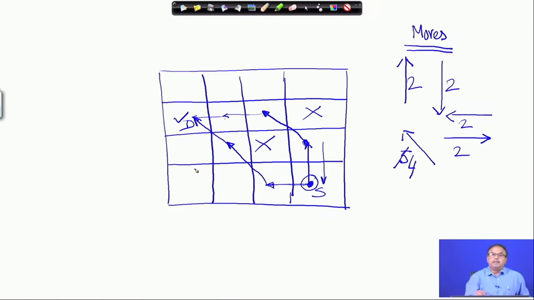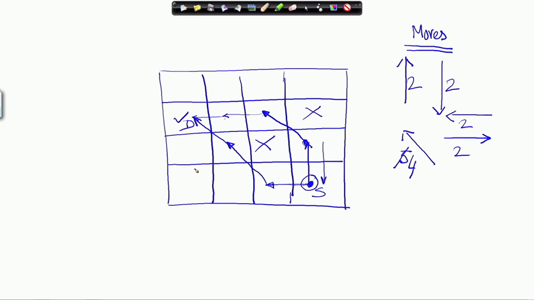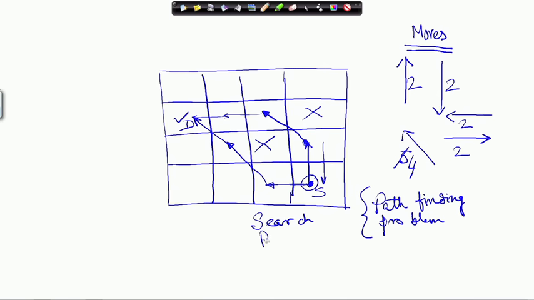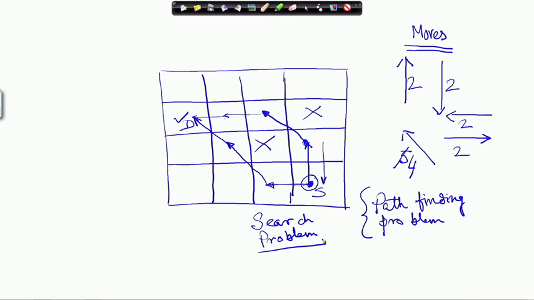So, this is another problem where again you can see that we are trying to look at the cost and solve a problem. You can think of this as a pathfinding problem, or a search problem. I am calling it a search problem. So, what are we searching here? We are searching for the path through which we can move to reach the objective.